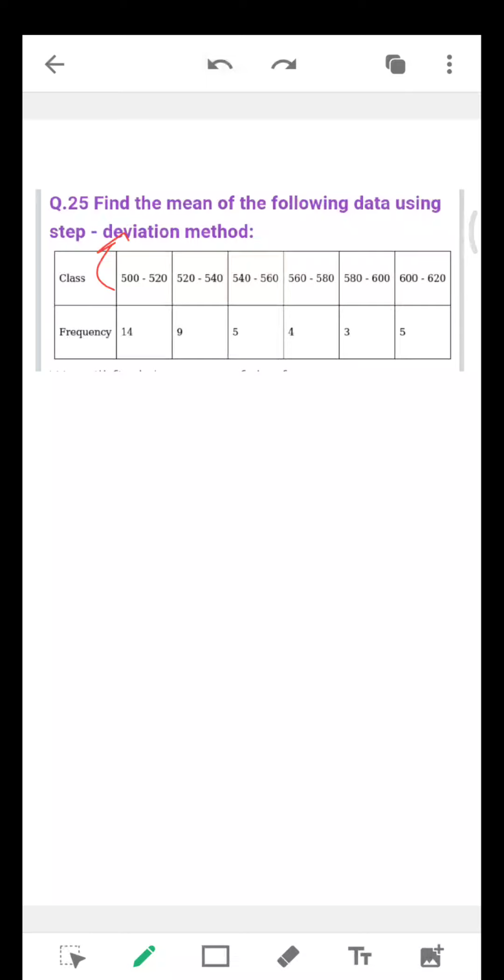If the values are small, you can apply the direct method, or you can go for assumed mean, or in the exam whichever specific method they ask you, you have to do by the same method. You cannot change the method in the exam. So the suitable method for this is step deviation. So let's see how to solve this by step deviation.